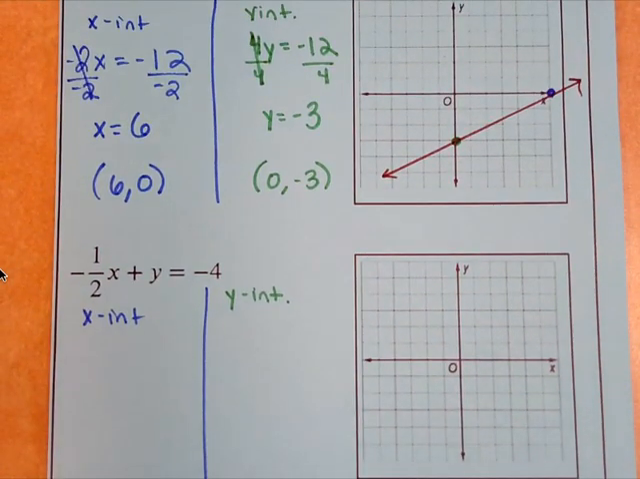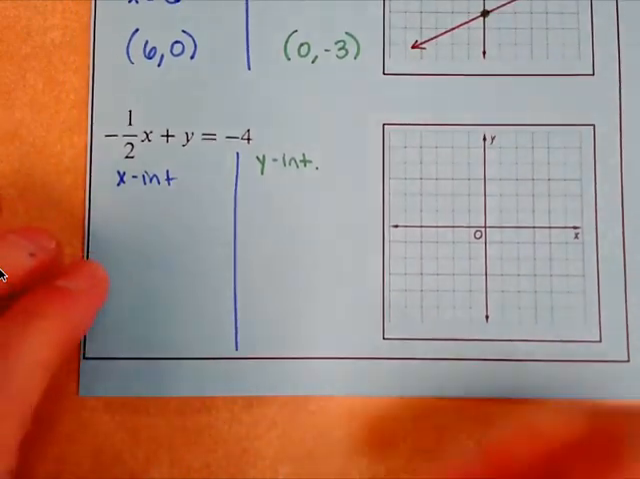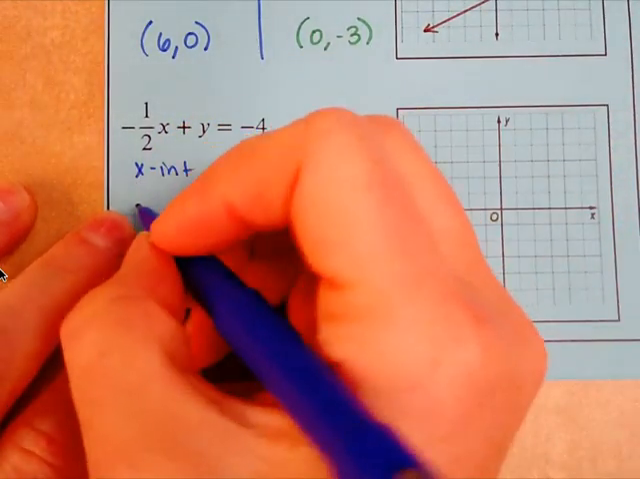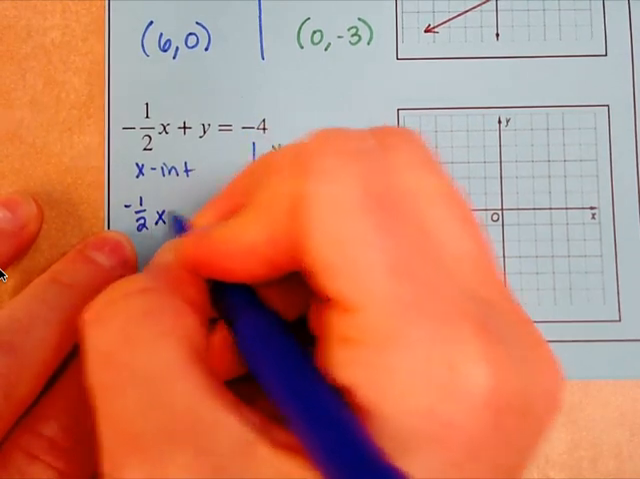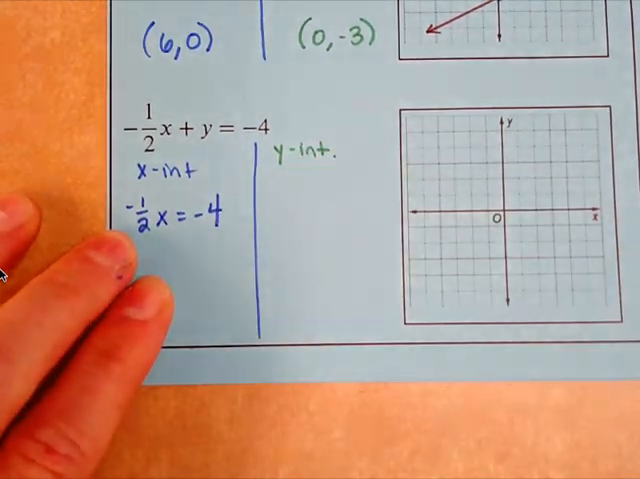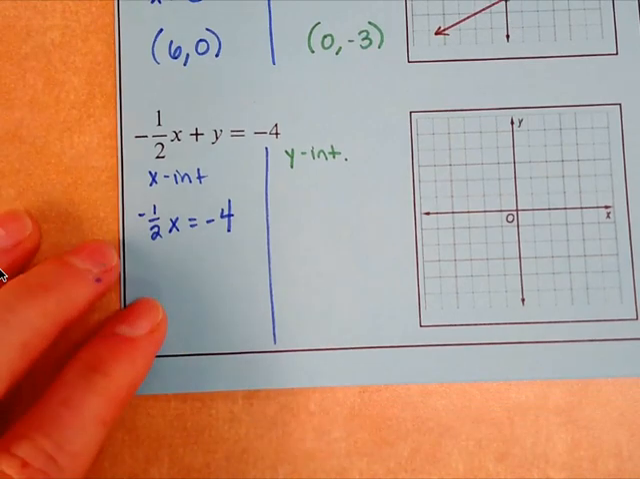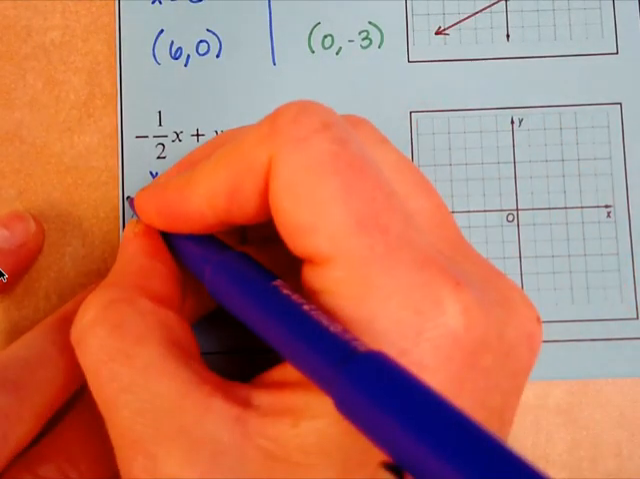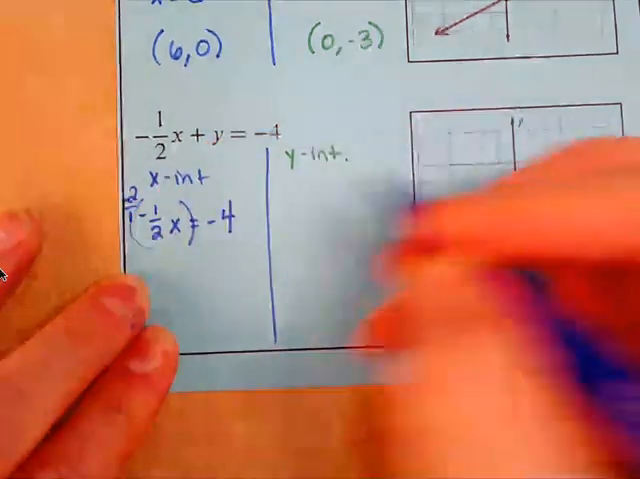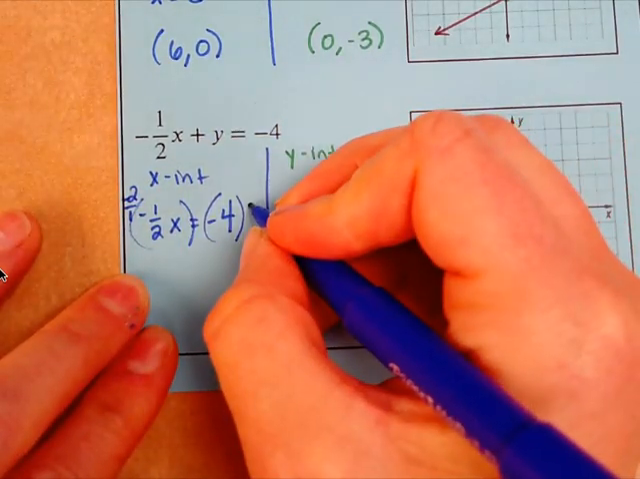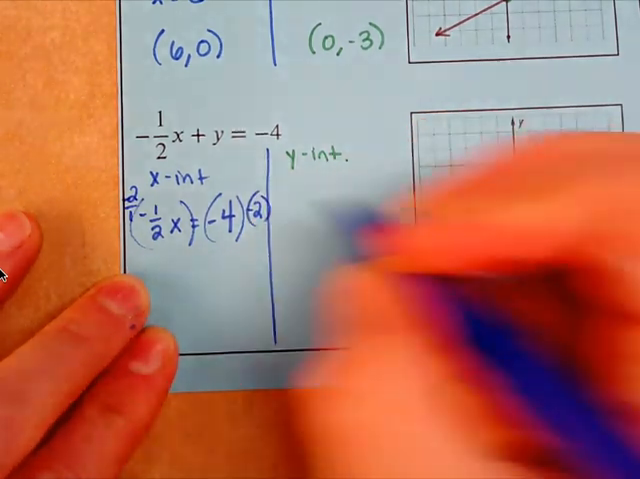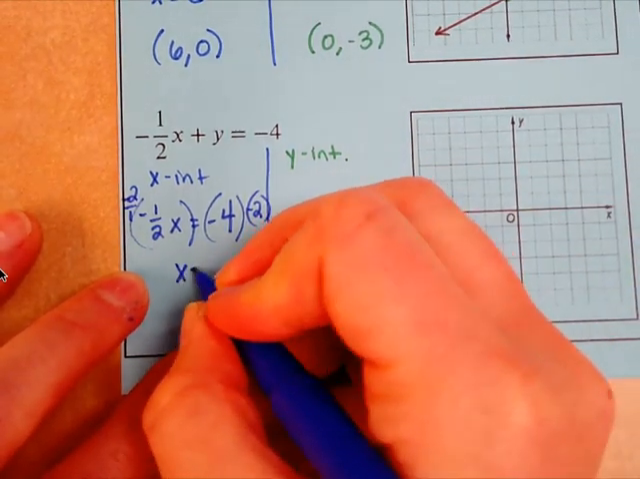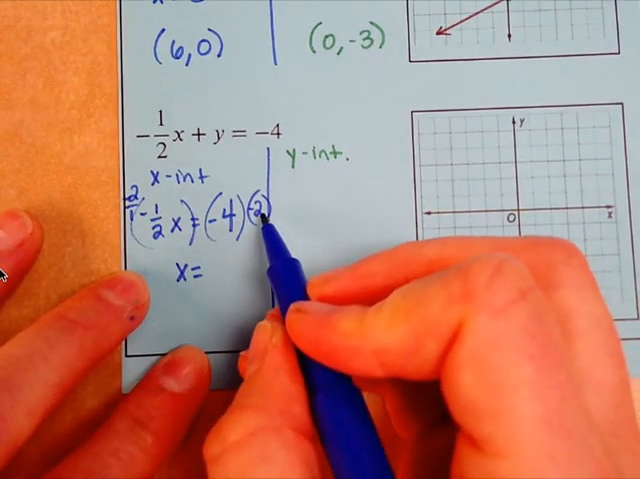Okay, let's go to the next one. The y value will be 0. So we'll cover it up and we get negative half x equals negative 4. Do you remember how to get rid of fractions as your coefficients? Yeah, so we're going to multiply it by a negative 2 over 1, or just times a negative 2. Negative 2 over 1 is just negative 2. So then that's x equals negative 4 times a negative 2 is 8.